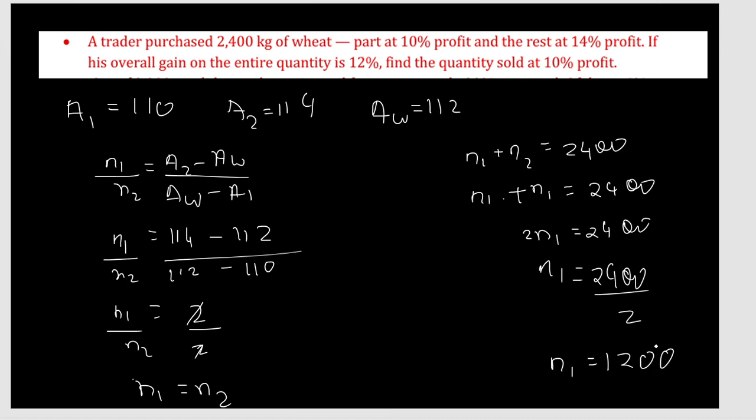This solves the problem. N1 is actually the cheap quantity that we were supposed to find: the quantity sold at 10%. That means N1 is the cheap quantity. So this solves the problem.